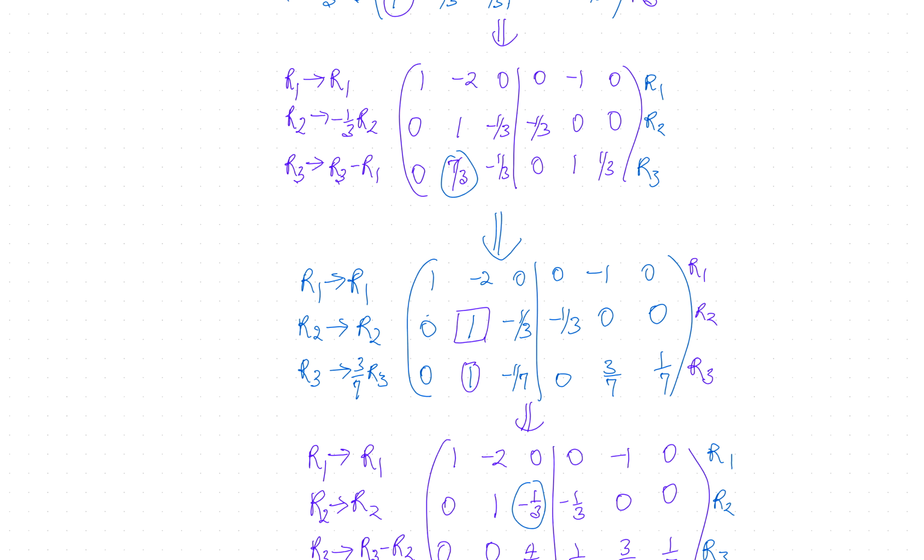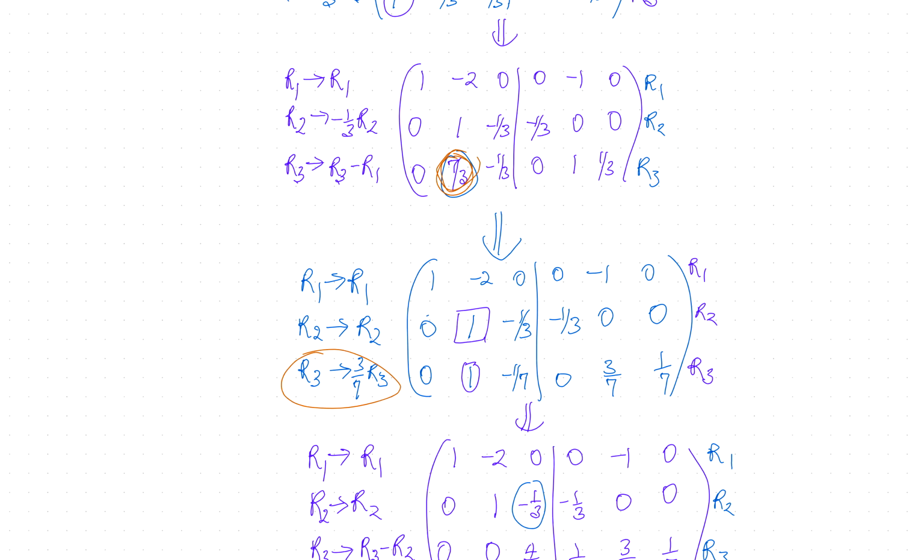So this 7 over 3 now, I want to focus on making it 1 so I can easily subtract and get what I need to get. The way to do that is this. Since this is 7 over 3, it's easier to just multiply through by 3 over 7. The new R3 is going to be 3 over 7 of the old R3, so that this one can become 1, because the multiplicative inverse of 7 over 3 is 3 over 7.